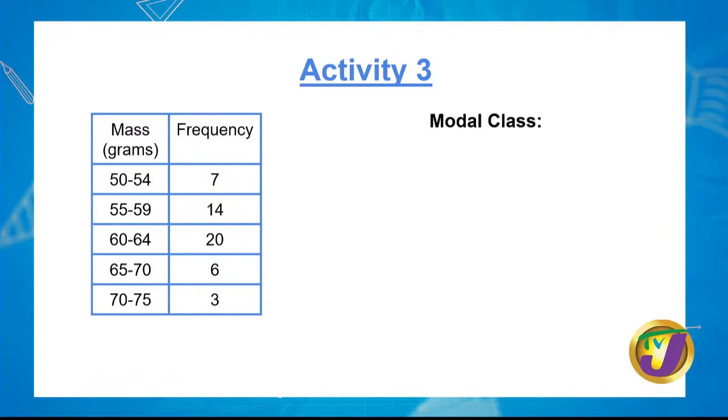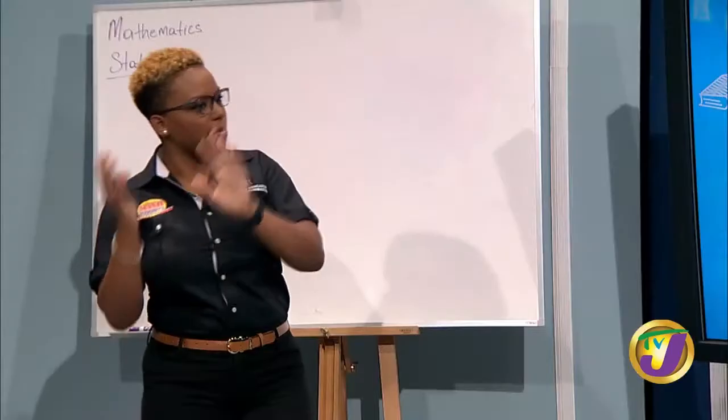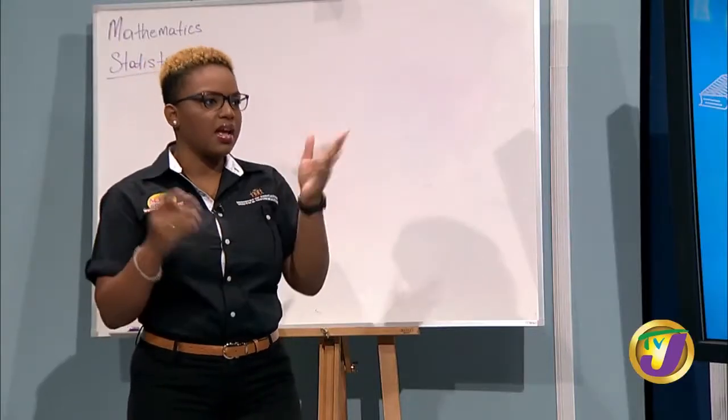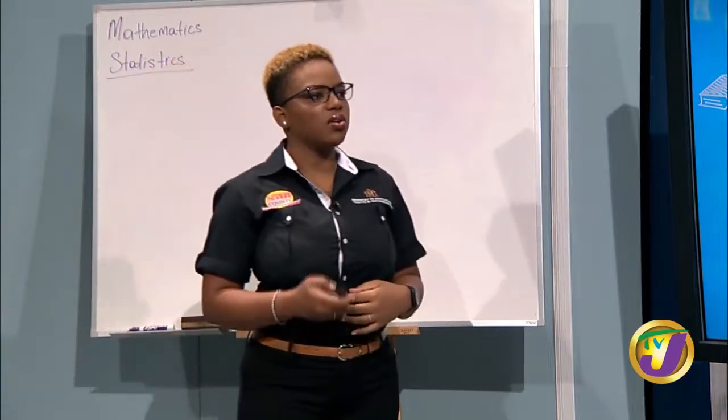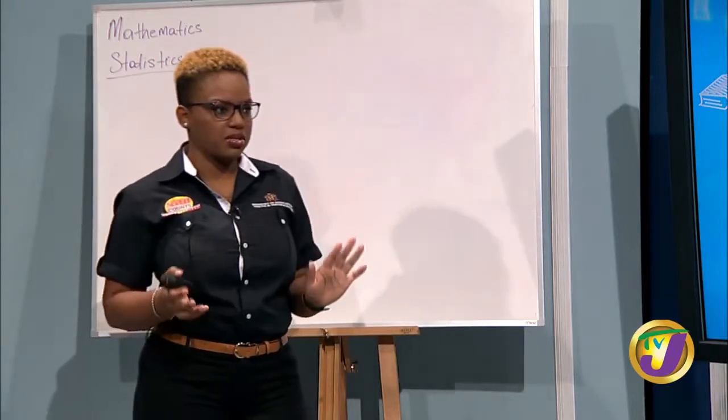Yes. And from the table, we can clearly see that that is the 60 to 64 grams interval. Because quite a good 20 of the carrots would have weighed between 60 to 64 grams. All right. So that class interval is the modal class. So when we talk about the modal class, we're talking about the class interval with the highest frequency. All right, so we need to now find the mean mass to the nearest gram.